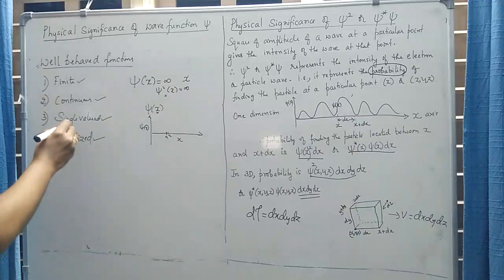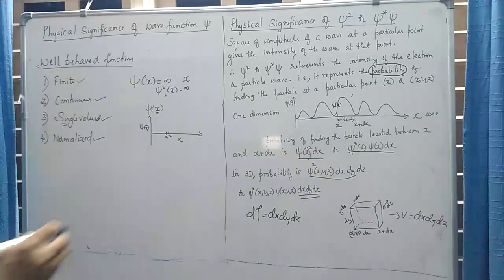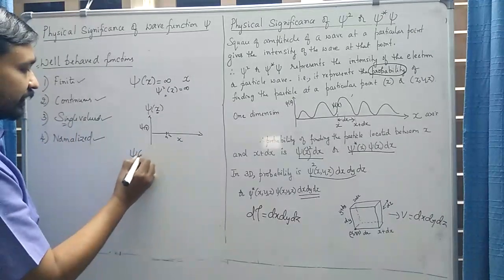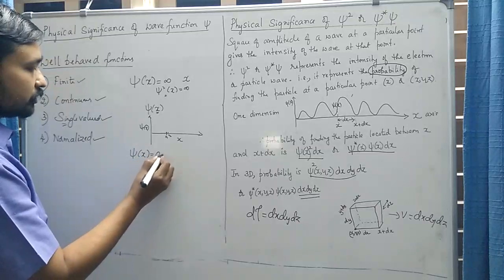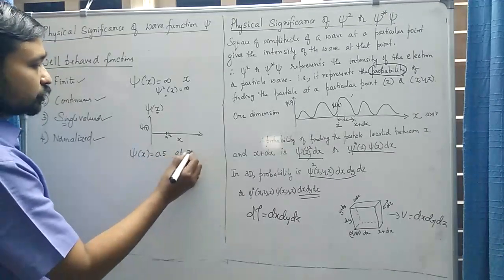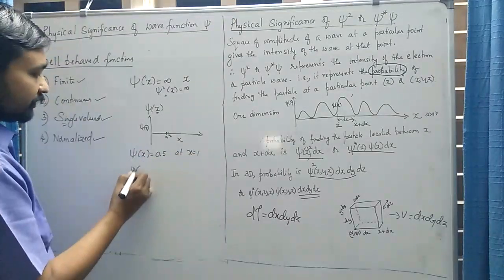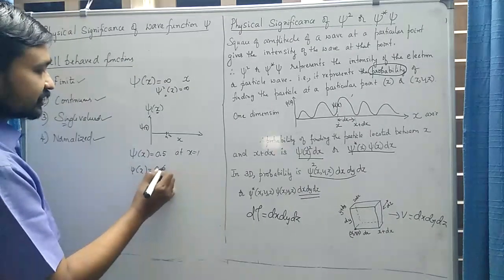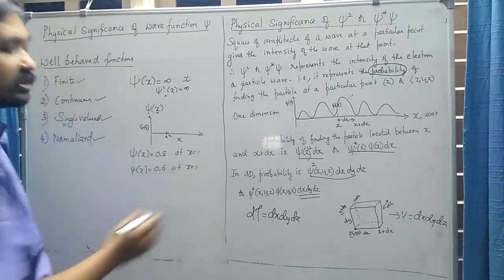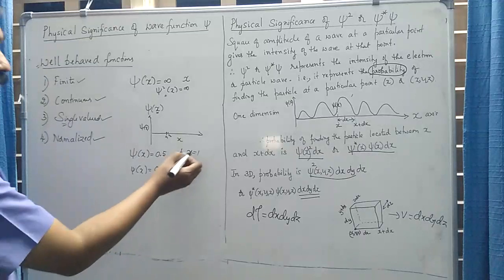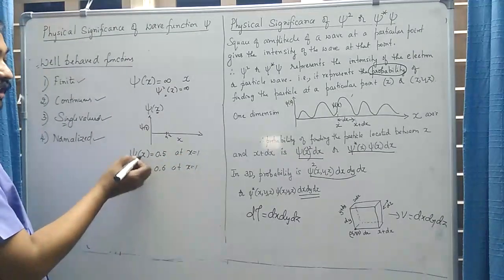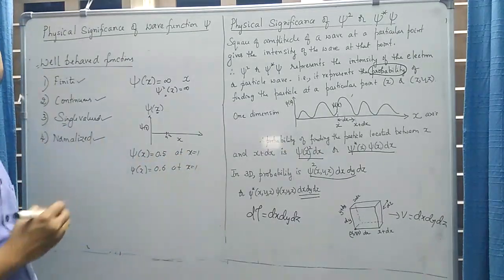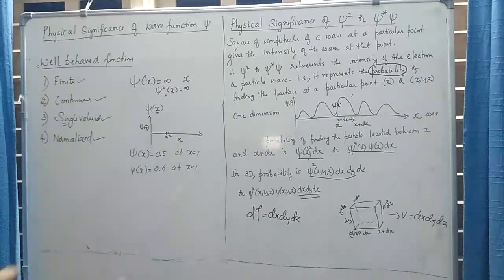The third point is, it should be single valued. Suppose psi of x is equal to 0.5 at x equal to 1, and psi of x is equal to 0.6 at x equal to 1. So this is not a single valued function, because for the same value of x, the function has two different values, 0.5 and 0.6. This cannot happen. The function should have only a single value.